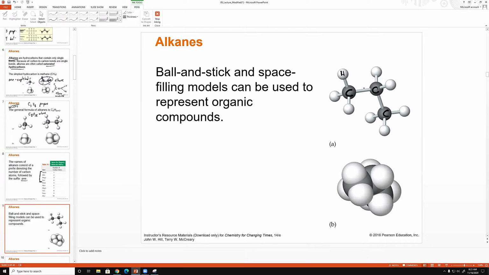So something we know from electron dot structures is that hydrogens only like to partake in one bond, and they're very small. So that's why these are hydrogens. And then carbons like to partake in 4 bonds. So that's why these are carbons, because every one of these gray ones partakes in 4 bonds.